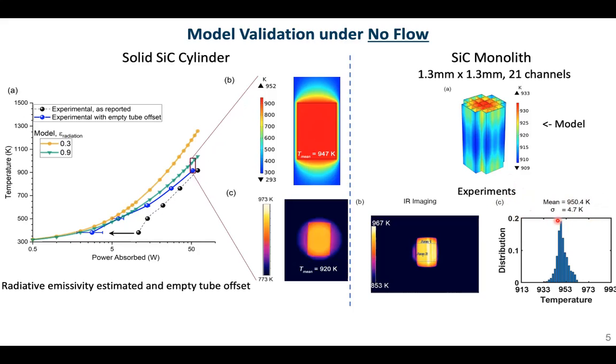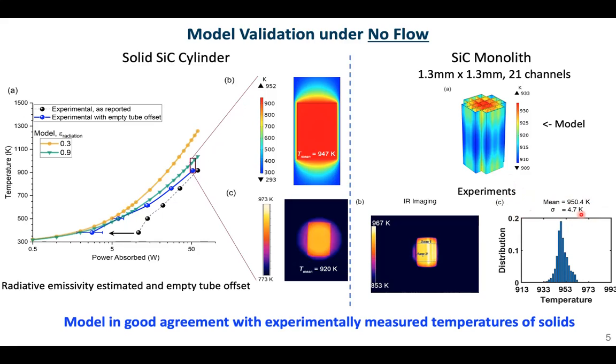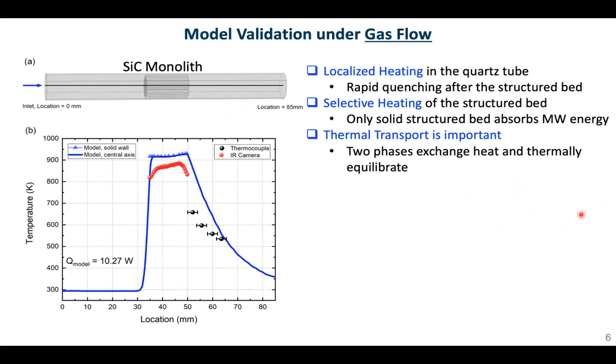One of the reasons why we prefer structured reactors over traditional configurations such as fixed beds is because we find that the structured reactors give us a very isothermal temperature regime without the formation of hotspots. So overall, we find that our model is in good agreement with experimentally measured temperatures of solid structures. Next, we want to apply our model to predicting temperatures under gas flow. And so here the gas flow is entering from the left and exiting from the right side.